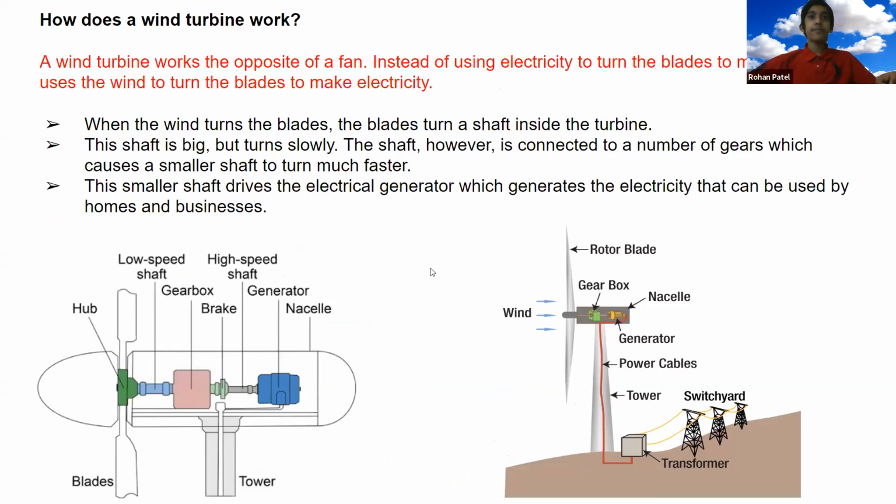So how does it work? It works the opposite of a fan. Instead of using electricity to turn the blades to make wind, it uses wind to turn the blades to make electricity. When the wind turns the blades, they turn a shaft inside the turbine. This shaft is big but turns slowly. The shaft, however, is connected to a number of gears, which causes a smaller shaft to turn much faster. The smaller shaft drives the electrical generator, which generates the electricity that can be used by homes and businesses.